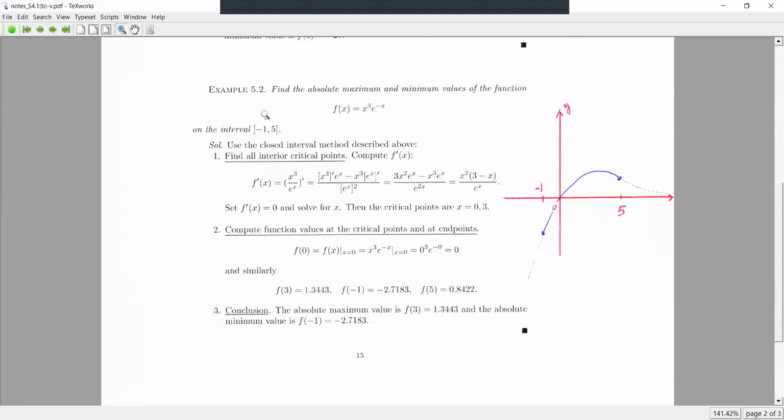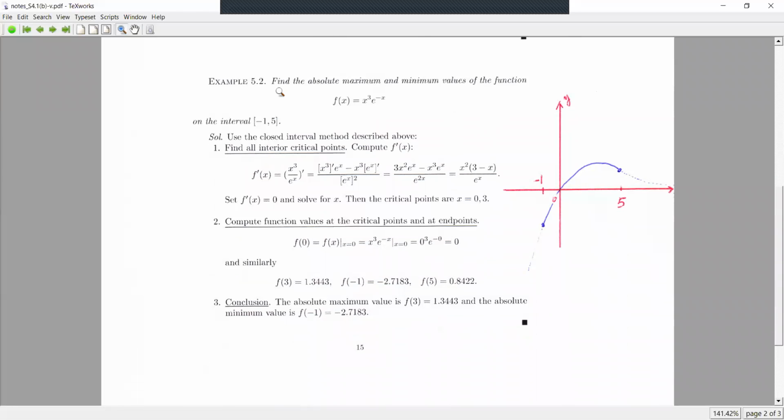Second example. Find the absolute maximum and minimum values of this function on this interval. Again, this function is defined from negative infinity to positive infinity. So this function has a graph everywhere.